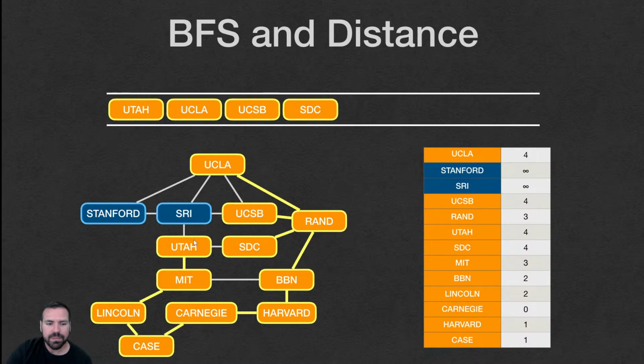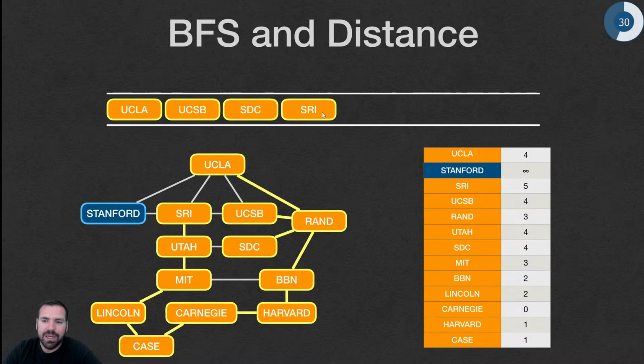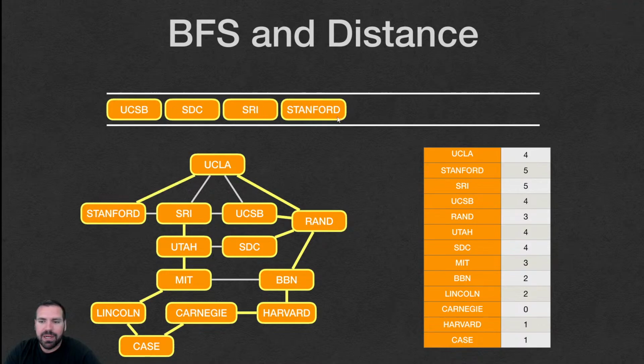So Utah, SDC, two of its neighbors have already been explored, do nothing, but it finds SRI. Mark SRI as explored, enqueue it, set its distance to 5. UCLA is going to find Stanford, enqueue it, mark it as explored, and set its distance equal to 5.